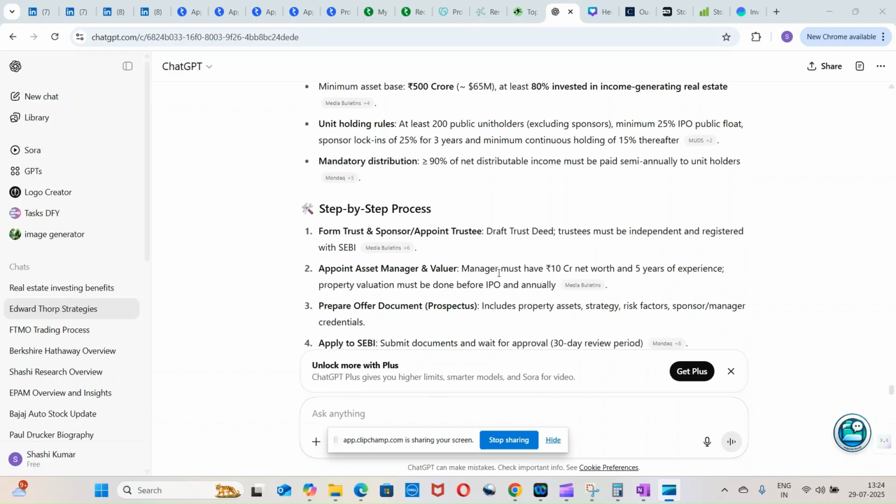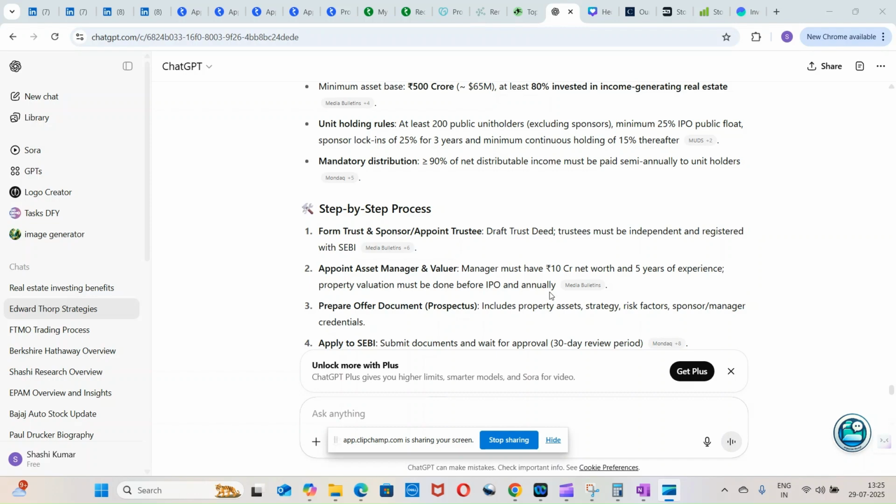Then you need to appoint the asset manager and valuer. This manager must have 10 crores of net worth and 5 years of experience in property valuation. This property valuation must be done before IPO, and annually. So the asset manager should have at least 10 crores net worth and 5 years of experience in the industry. Property valuation of whatever assets we are forming as a part of the trust should be done before IPO, and it should be done every year.